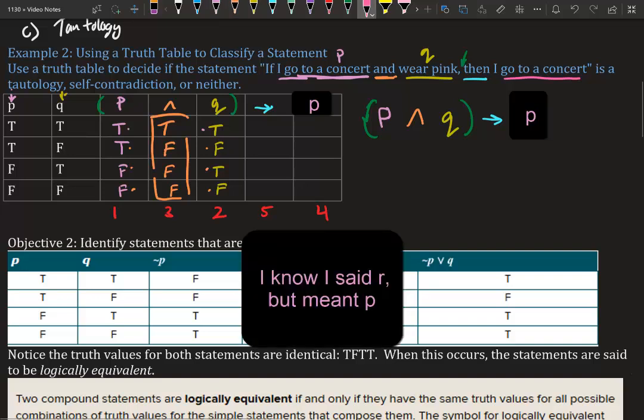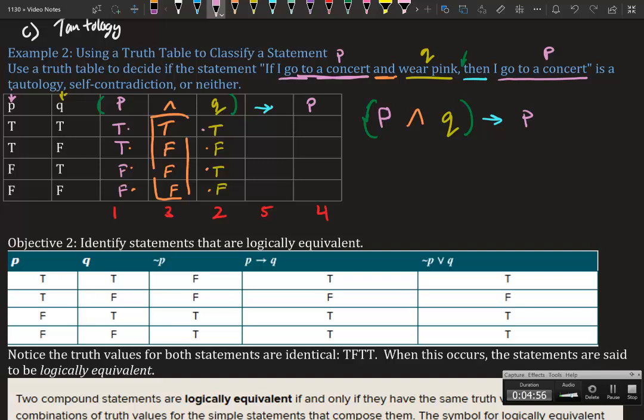Okay, now we're looking at P again because there's no negation. So true, true, false, false. And then we're going to bring it together with if then. So with if then, the only thing we care about is TF. Everything else is true. So if we look, we have TT, that's true. FT, that's still true. FF, that's still true. FF, that's still true. So since our answer column is all true, this is a tautology.